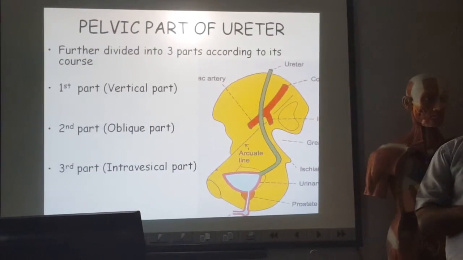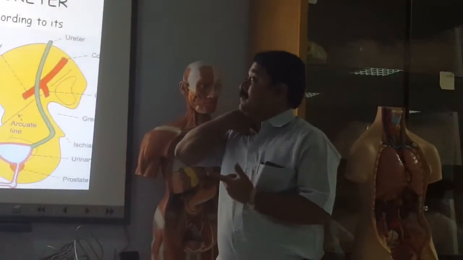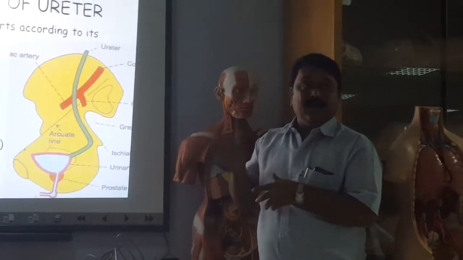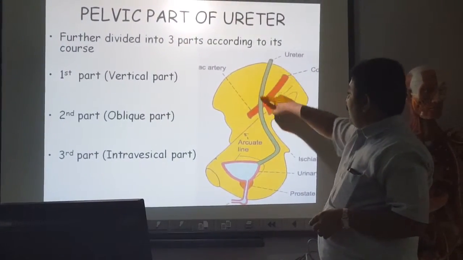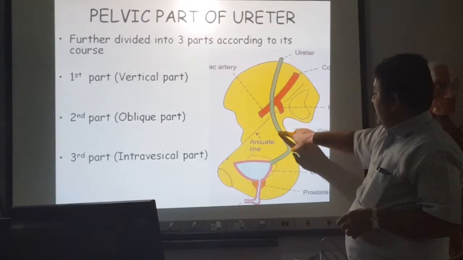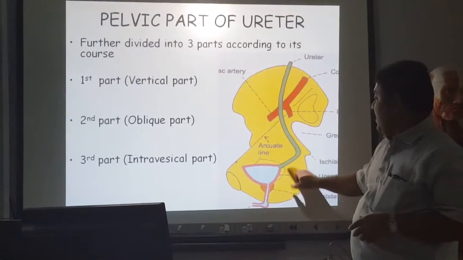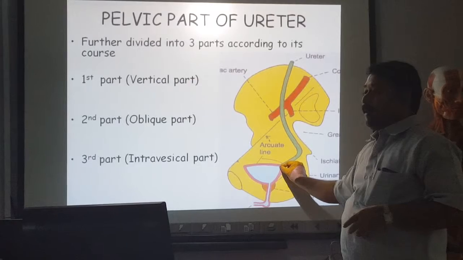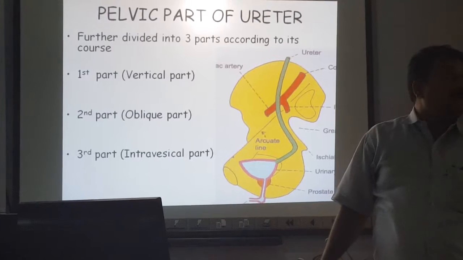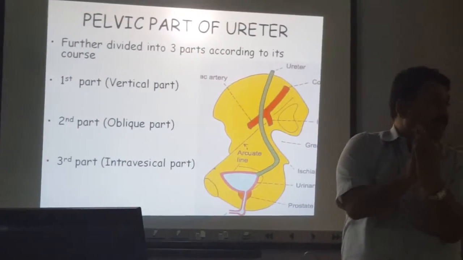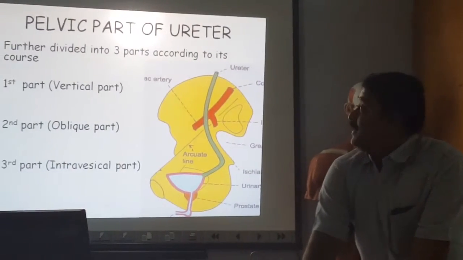Next is the pelvic part of the ureter. Again, it is divided into three parts: first part, second part, and third part. That is the vertical part, oblique part, and the intravesical part. Here it is the vertical part till the arcuate line, and here it is slightly curved. This is the oblique part, and the intravesical part. Intravesical means inside the bladder. Vesical means bladder. So three parts in the pelvic part of the ureter. What is the oblique part?